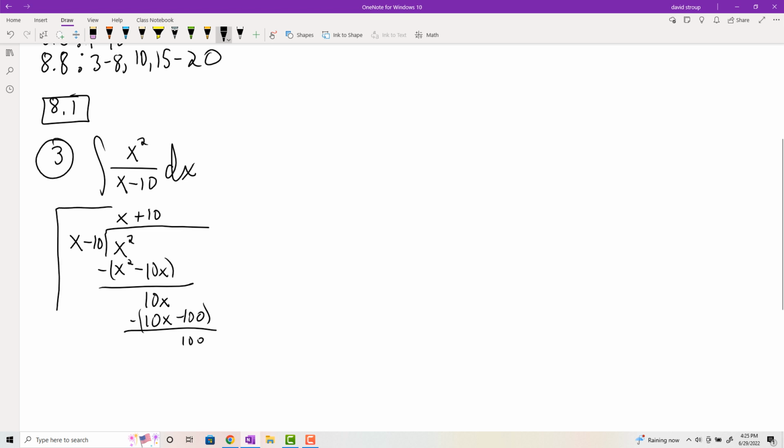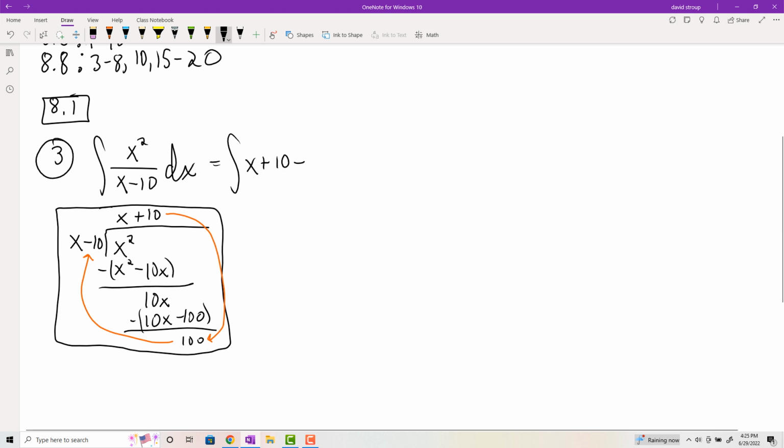And then we use that to rewrite our integrand. So the integrand turns into x plus 10 plus 100 all over x minus 10. Okay, the first two parts are simple. Well, the first one's a power rule. And then the second one, the integral of a constant, you just kind of slap an x on there.